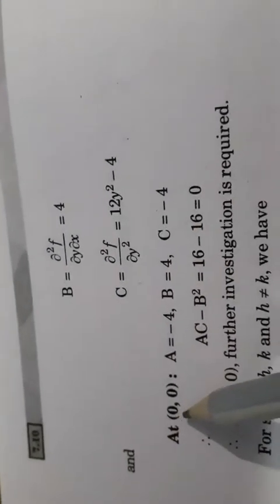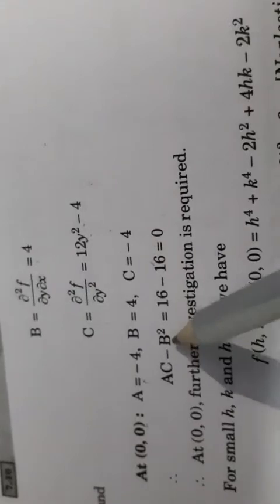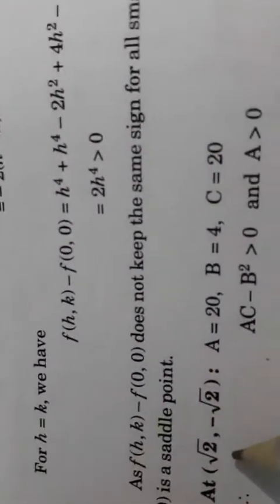Now at the first point, 0 0, a becomes this, b becomes this, and c becomes minus 4. Putting y as 0, c becomes minus 4. Now computing ac minus b square, it comes to 0. Therefore at this point further investigation is required. Further investigation will be done later. Let us check the other point.